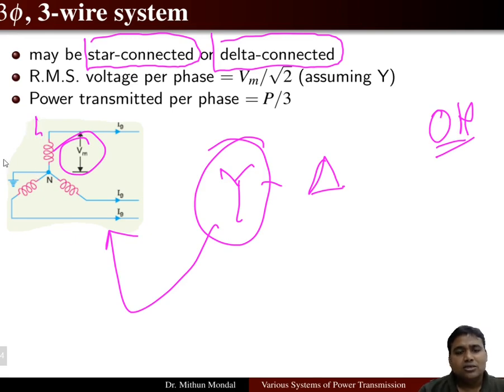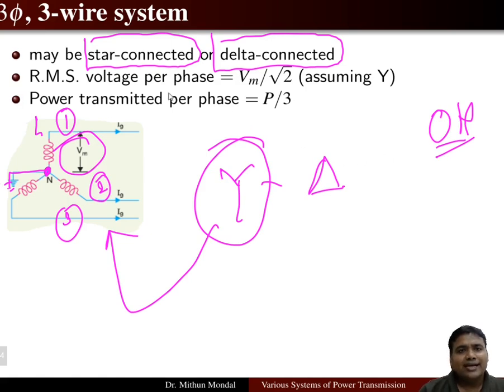Here you have 3 wires. This is your first wire, this is your second wire, and this is your third wire. All are connected in the neutral, which is earthed. There is no 4th wire. Only 3 wires are there.